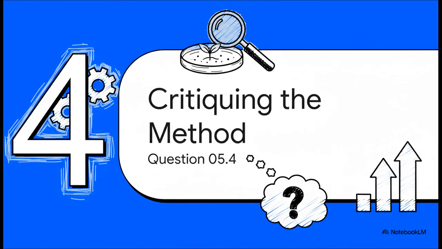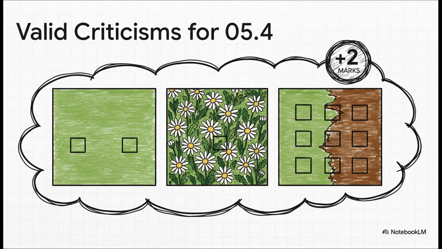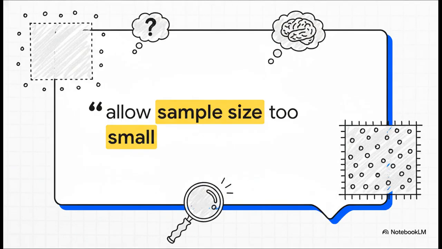All right, let's move on to the final part of this question. 05.4 asks you to actually evaluate the scientific method they used and suggest a couple of improvements. This is where you get to think like a scientist and critique an experiment. So, to get the full 2 marks here, the mark scheme is looking for any 2 of these points. You could say there were too few quadrats used, or maybe that the quadrat itself was too small. Or you could make a more general point, that because of those issues, the sample might not be truly representative of the whole lawn.